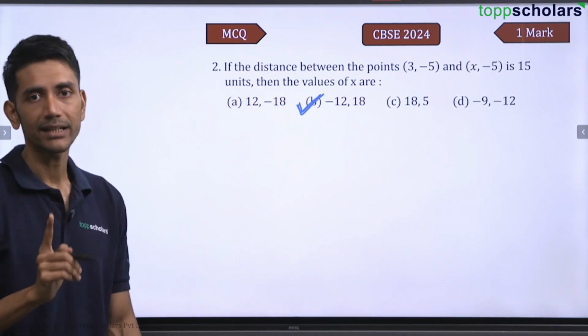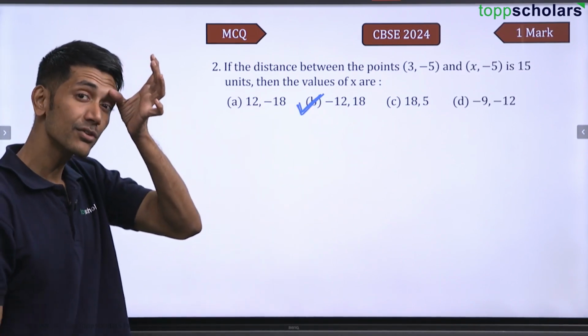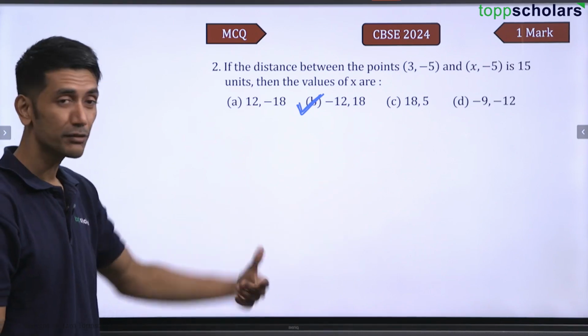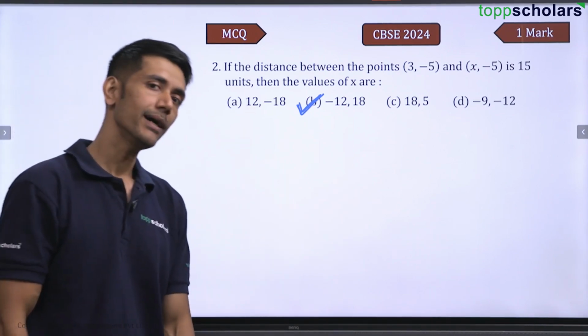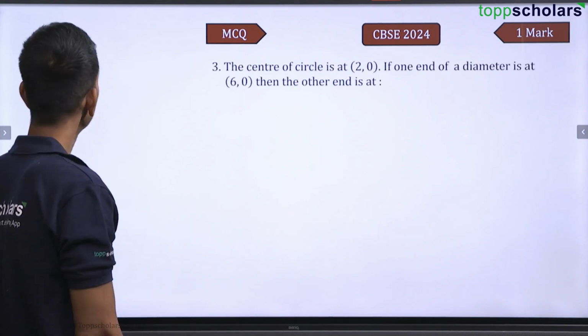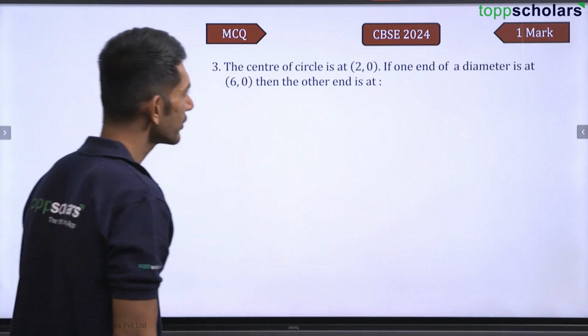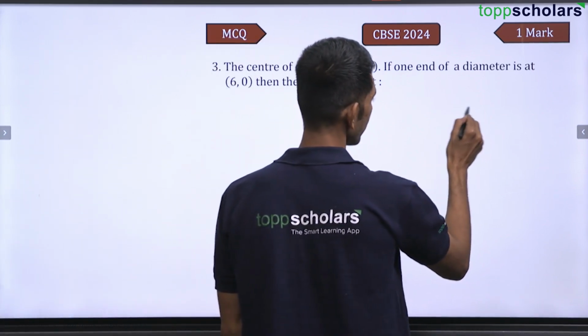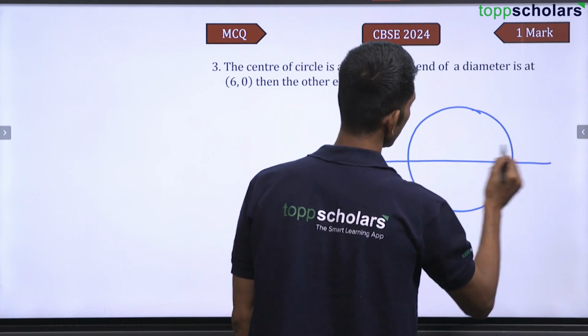I hope you are understanding this simple question. Firstly we solved it, we got a quadratic equation. After getting the quadratic equation, we split the middle term and get the final answer, that is minus 12 comma 18. Now the next question says the center of circle is at 2 comma 0. Okay, so there is a circle whose center is at 2 comma 0.